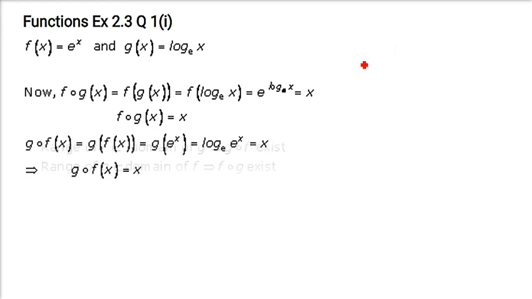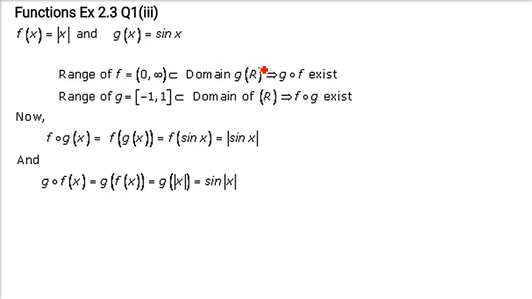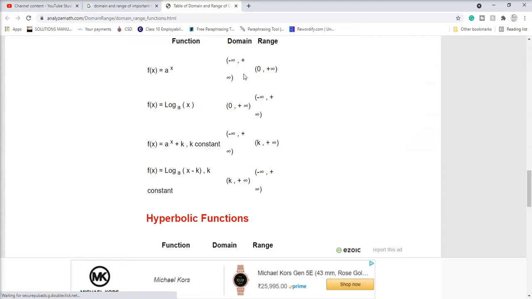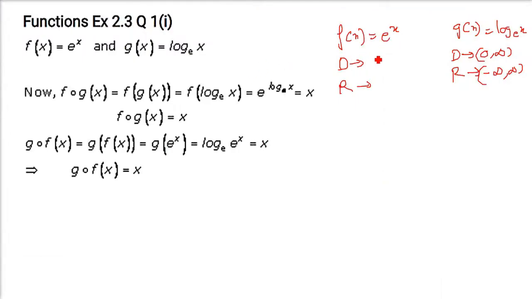e to the power x, what is the domain and range? There is one more question coming. Let me show you that question so that when we go to it, you have the base to understand it. This is e to the power x. All the values you can put in x is the domain, and all the values e to the power x can give you is the range. It's an exponential function, so negative infinity to infinity is your domain and the range is 0 to infinity. The domain and range of log x and e to the power x are inverse to each other.